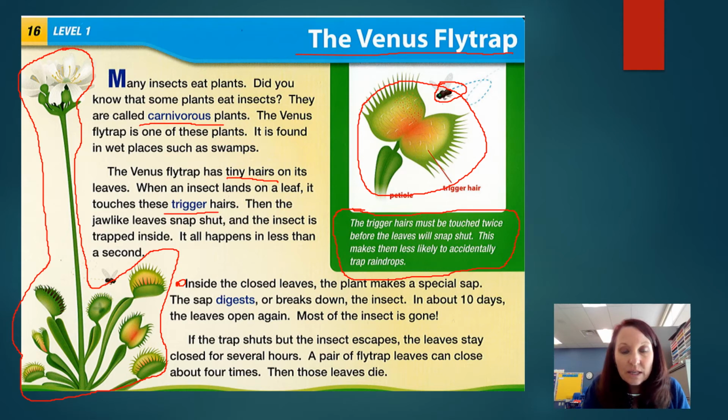Inside the closed leaves, the plant makes a special sap. The sap digests or breaks down the insect.